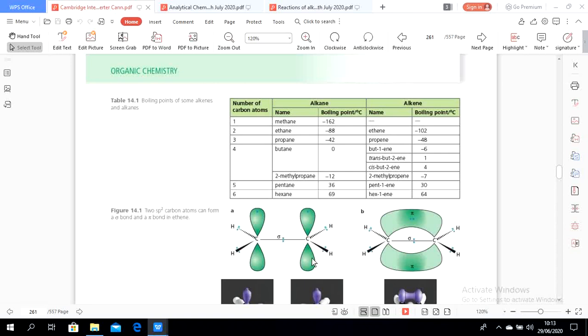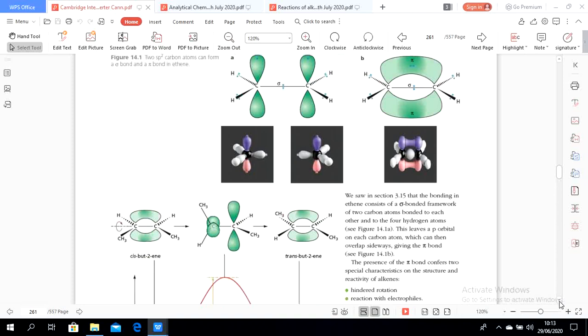This is the shape of p orbitals, the lobes. We remember that there is a px, py, and pz, and this one is in pz. So there is an overlapping of the top and bottom lobes. That looks like a cloud of pi bonding. So this is the schematic diagram of the pi bonding in alkene.